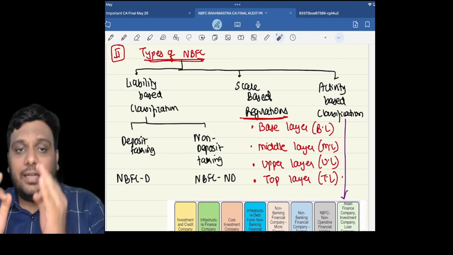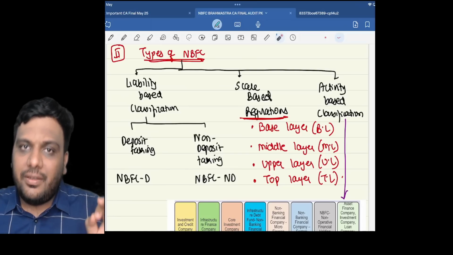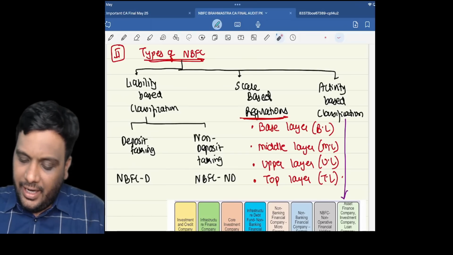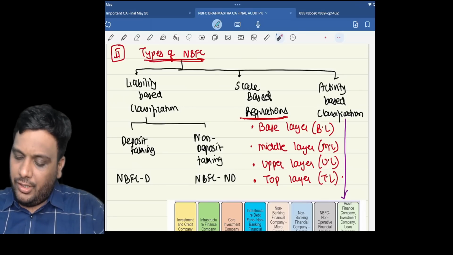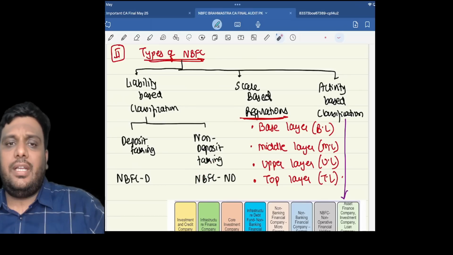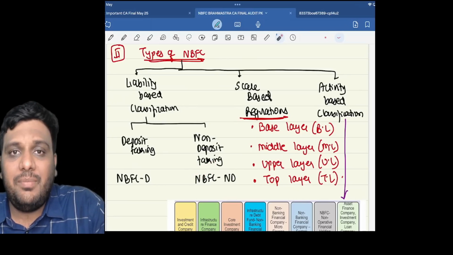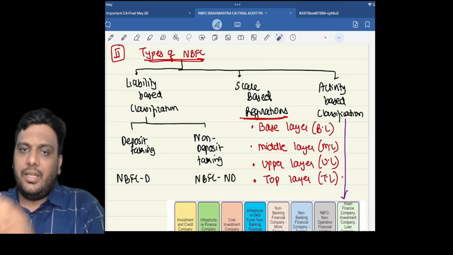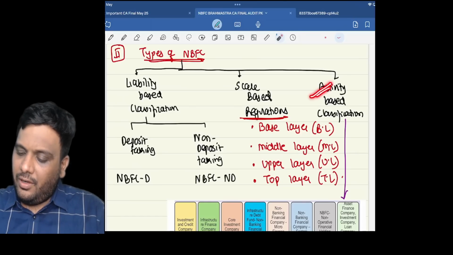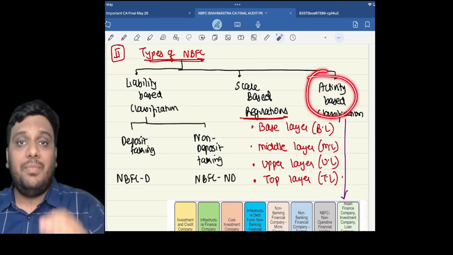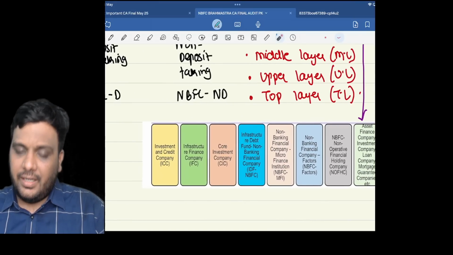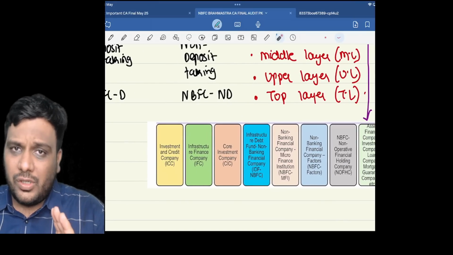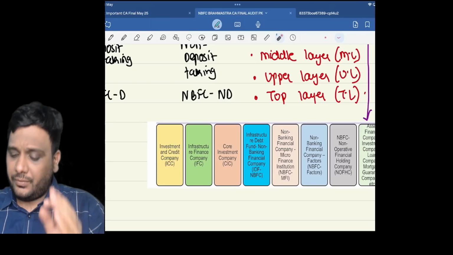Now we move to the next part, that is types of NBFC, which is again very, very critical. There are three different ways in which NBFC can be classified. First, either NBFC is taking deposits from the public, then it is NBFC D, or it is not taking deposits from the public, then it is NBFC ND. So NBFC D, NBFC ND. Second way of classifying NBFC is based upon its main activity. I will just quickly run through investment credit company, which is into mostly loans and investments.